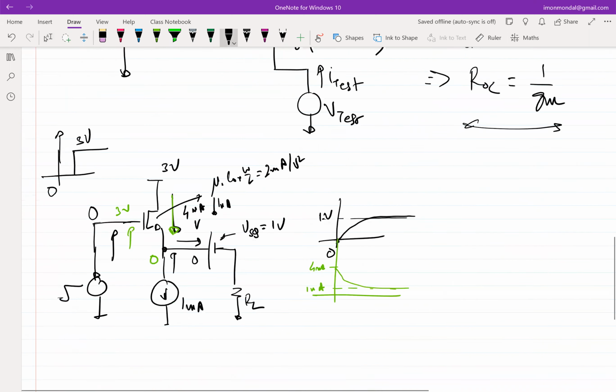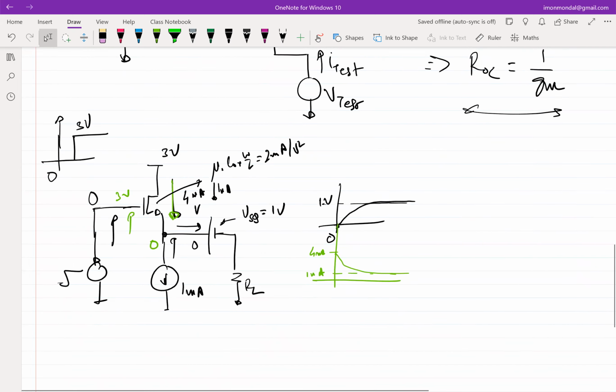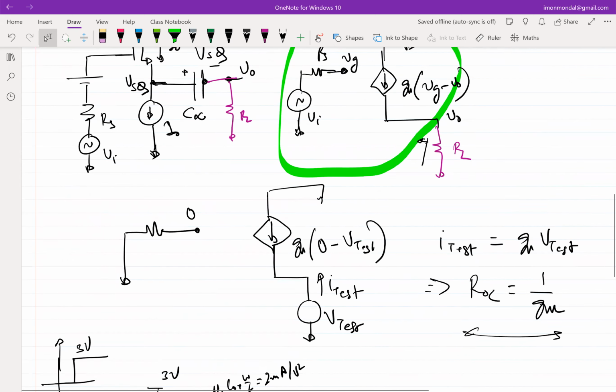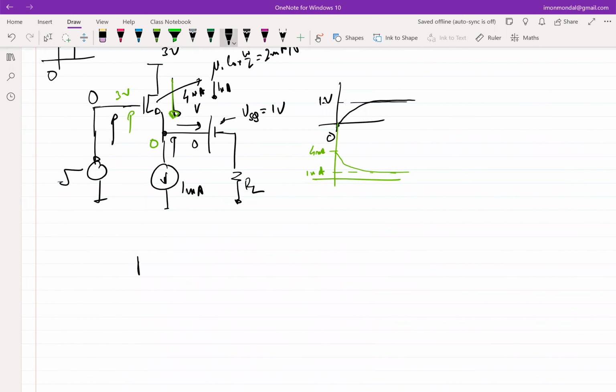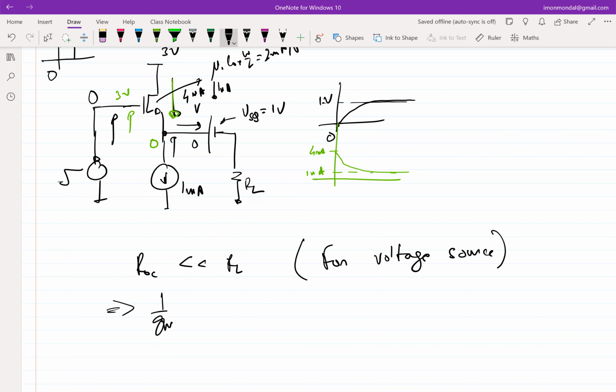I want to drive this. Yeah, so I want to use this circuit to drive RL. I want to use this network to drive RL. The condition that I need is 1 over GM, that is output impedance, to be much smaller than RD, right? So I need 1 over ROC to be much smaller than RL. This is for voltage source constraint, right? For a good voltage source, which means that 1 over GM has to be much lesser than RL, or in other words, the condition that we came up with yesterday is this.